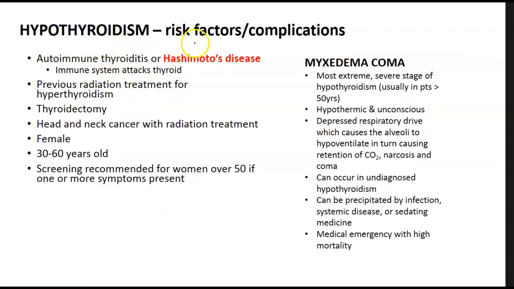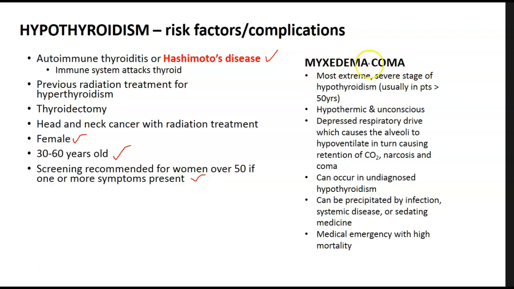Autoimmune hypothyroidism is known as Hashimoto's, so when you hear Hashimoto's, think autoimmune. That's basically when the autoimmune system decides to attack the thyroid. Other causes: radiation treatment for hyperthyroidism, thyroidectomy, head and neck cancer with radiation treatment. Unfortunately, females between the ages of 30 and 60 are at higher risk, and screening should be done for women over 50 if one or more symptoms are present.